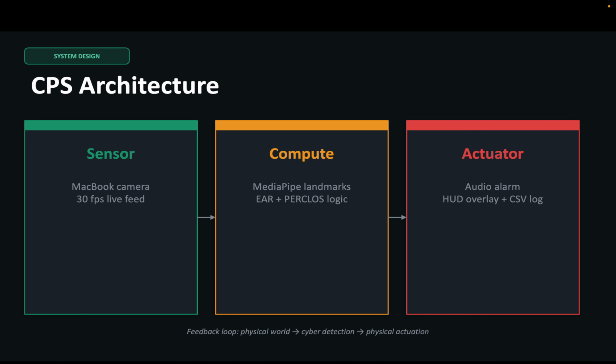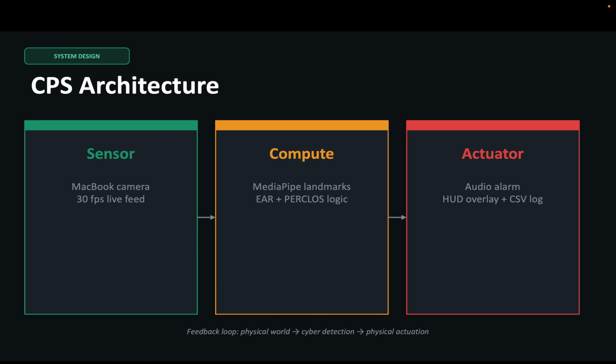Before I show you a live demo, let me walk through how the system is designed. This is a cyber physical system. It has 3 layers. The sensor is the camera. It captures the frames at 30 frames per second. The compute layer is the Python running on a MacBook M1 Pro, and the actuator is the speaker, which plays an alarm when the drowsiness is detected.